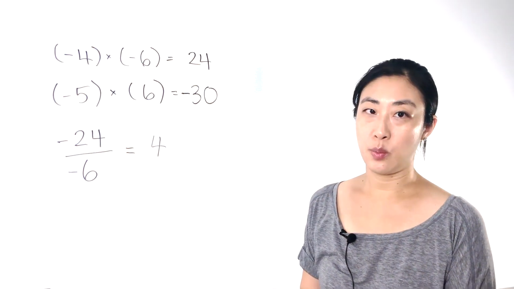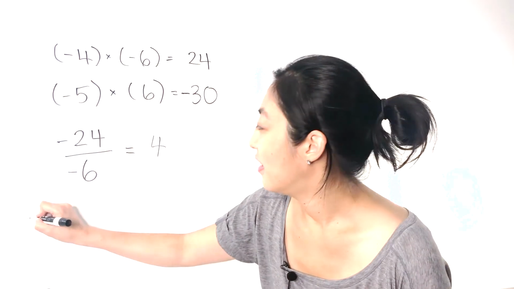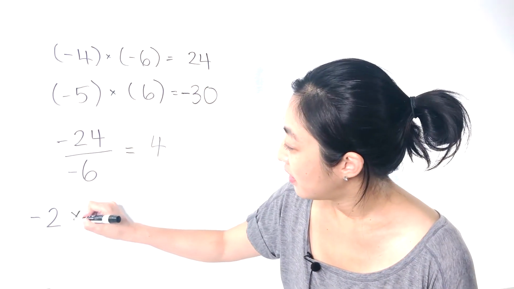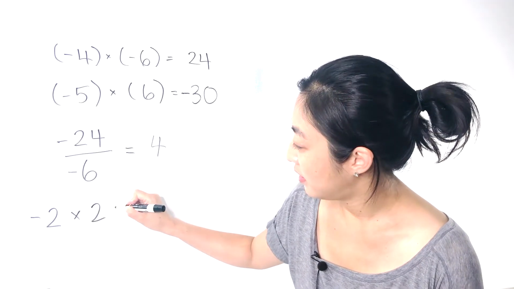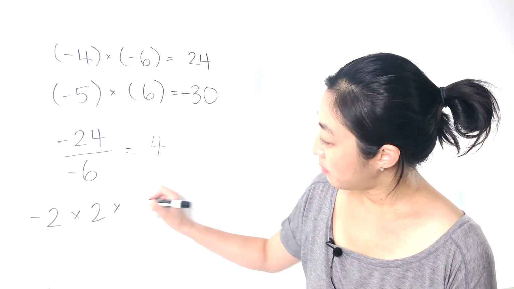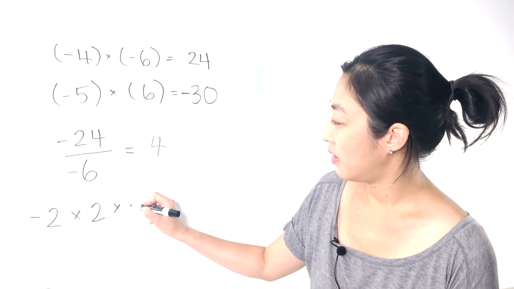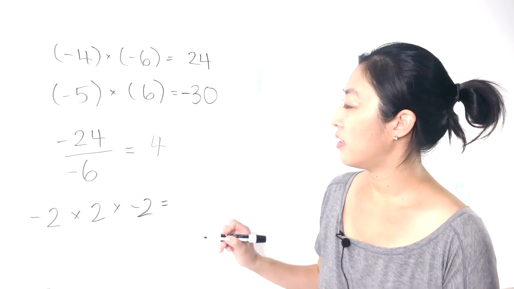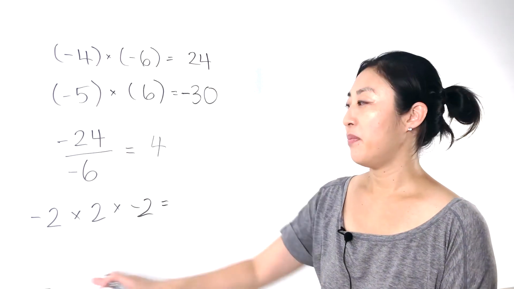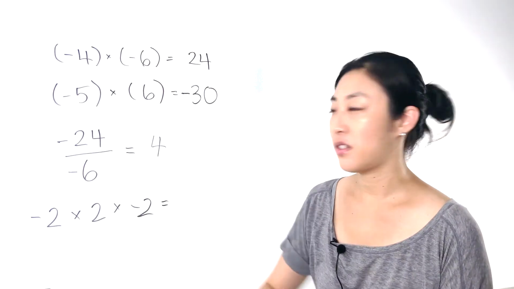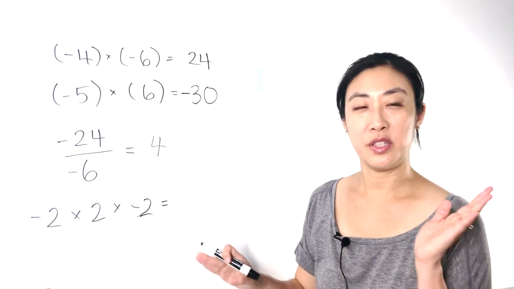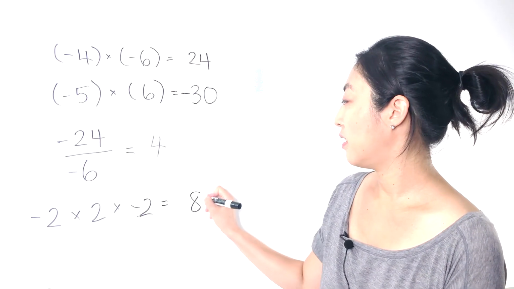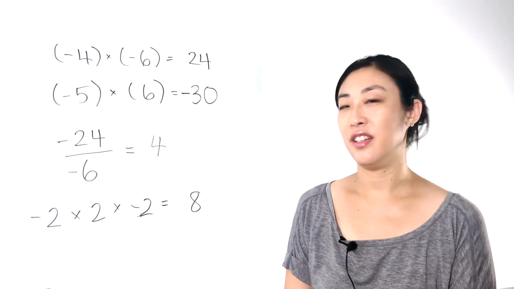Let's do one last one. Negative 2 times 2 times negative 2 equals. First step, count the number of negative numbers. 1, 2, which is even. We calculate it out, and we keep it as a positive number.